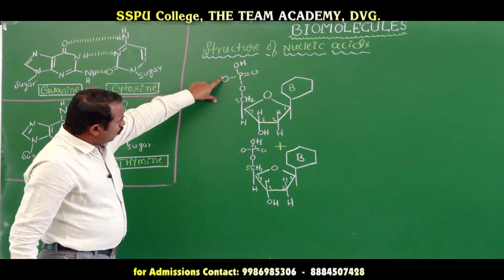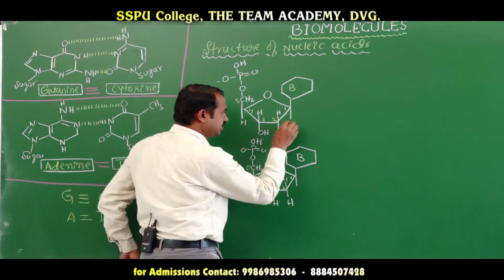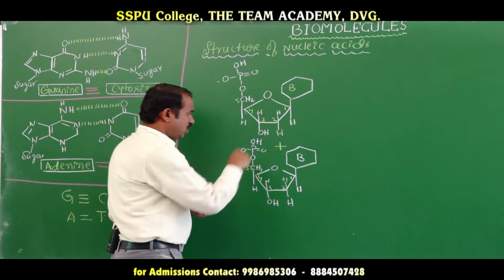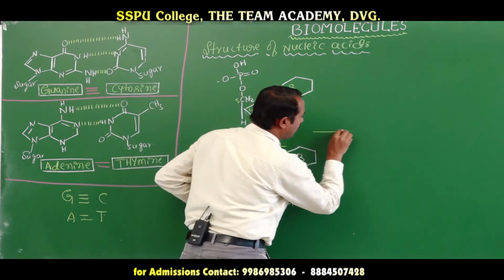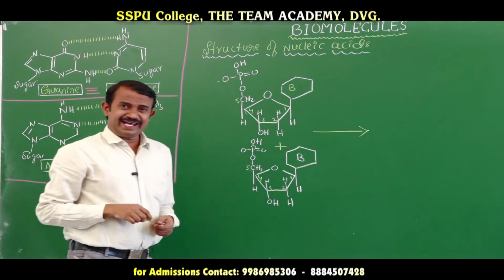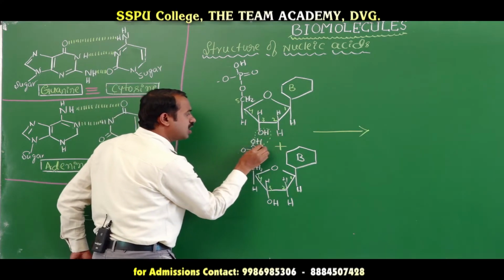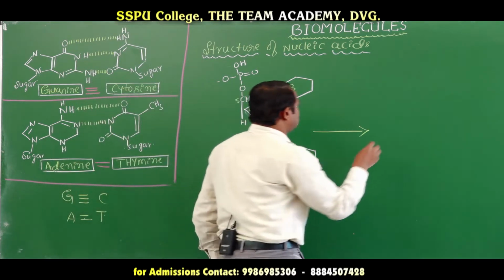Here, when one nucleotide reacts with another nucleotide, hydrogen from one nucleotide and another nucleotide, there is elimination of water molecules to form phosphodiester.